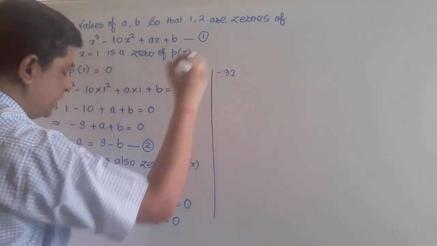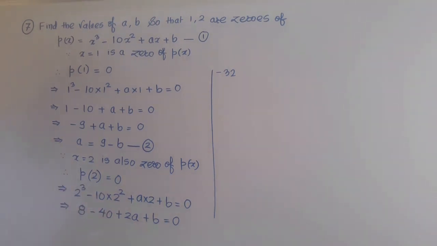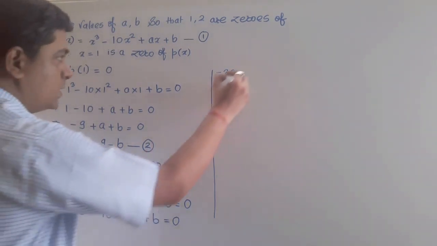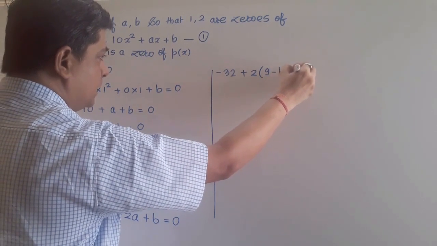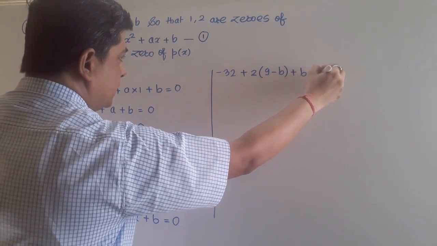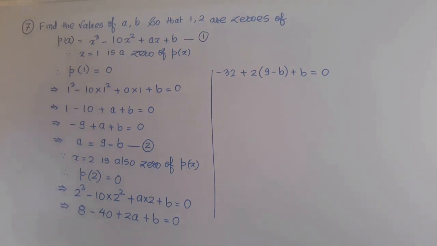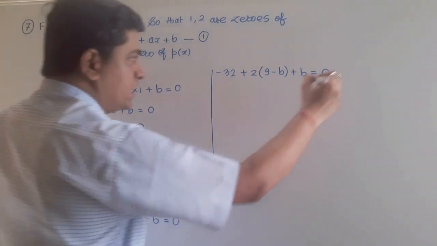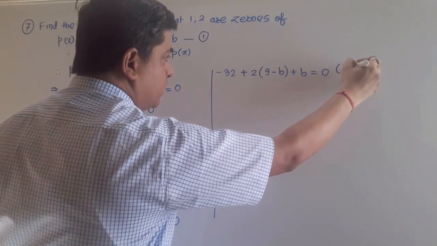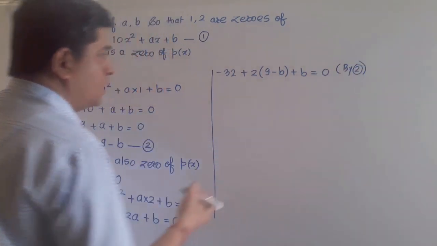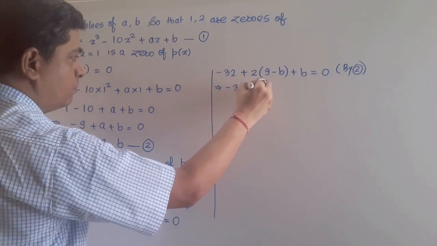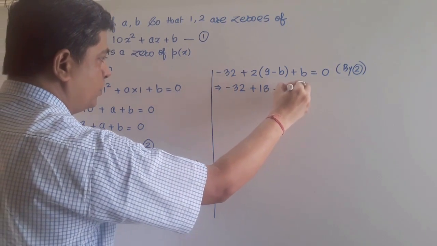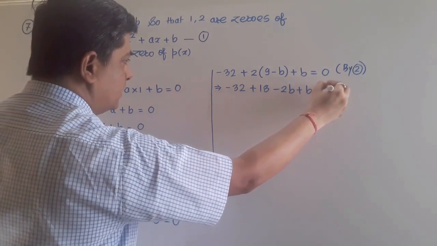So minus 32. Then 2 into a is coming. But look at equation number 2. What is the value of a I have? 9 minus b. So plus 2 into the bracket 9 minus b and then plus b again is equal to 0. Correct? The value of a I have replaced here from equation number 2. Now 2 we can multiply inside. This will become minus 32 plus 18 minus 2b plus b is equal to 0.